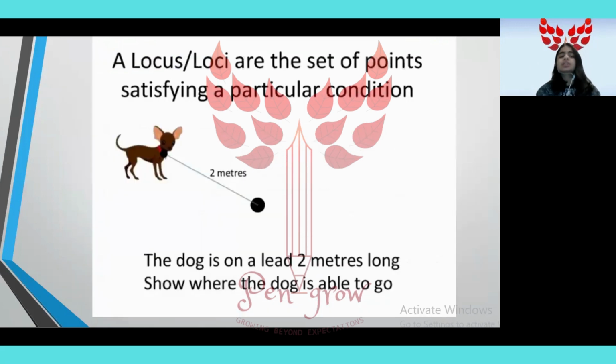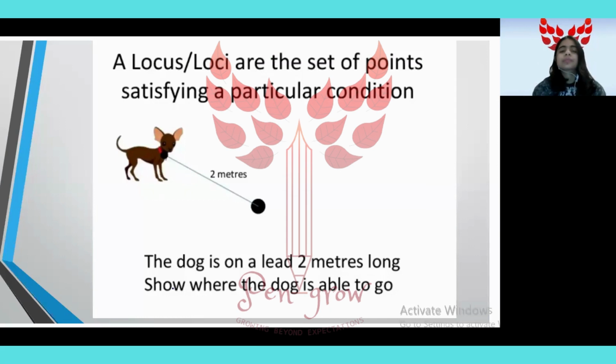So we will be understanding this through the example of this dog, and this is the fixed point O, and this dog is basically attached to this point through a rope or a string, and that rope or string is basically 2 meters, right? Now it says that the dog is on a lead 2 meters long. Show where the dog is able to go. So this is just 2 meters, right?